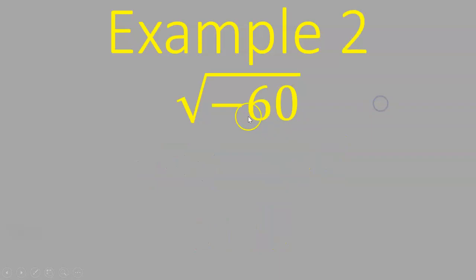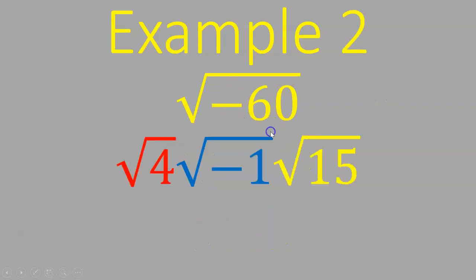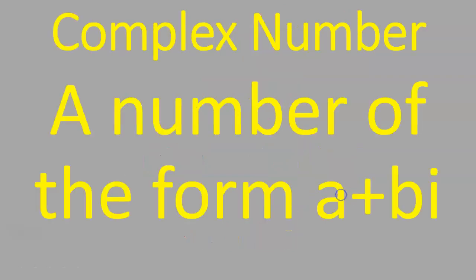Just another quick example. Again, we've got to do something about that negative. 4 is the largest perfect square that goes into 60. 4 goes into 60 15 times, but we can't ignore the negative. We have to designate the square root of -1. The square root of 4 is 2. The square root of -1 is i. And the square root of 15 is just that. If i is there, or if there's the potential for it to be there, we call it a complex number. Okay, we'll work more of these when we add and subtract and multiply and divide.